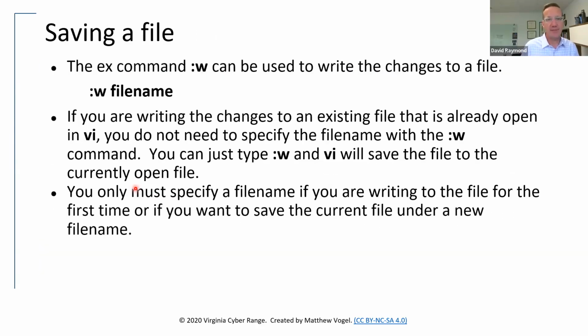Here's the important one that you have to be able to do. You have to be able to save your file, right? So the ex command, colon W, is used to write the changes to a file. If I do colon W and then the file name, it's going to write to a new file. If I already named the file, then I don't have to put in a file name. I just do colon W and hit enter, and it's going to get saved to that file that I already opened.